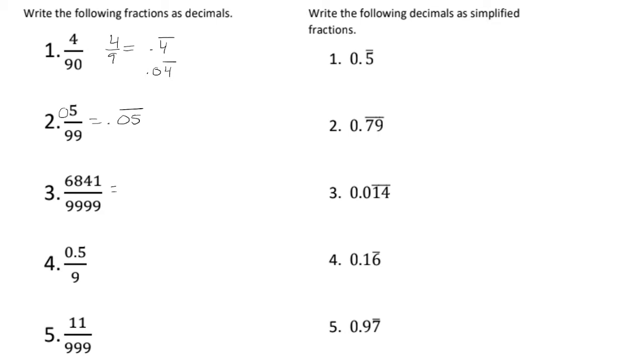The next number here, we have 4 digits at the top and then 4 nines at the bottom. So that's going to be 0.684 repeating.